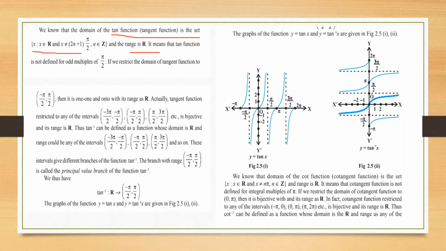So if we restrict the domain of tan to the open interval minus pi by 2 to pi by 2, as you know, we have plotted the graph of the tan function like this last year, right? Then it becomes one-one and onto with range R. Tan is also bijective in these intervals. But again, if we talk about the principal value branch, that is the open interval minus pi by 2 to pi by 2, right? So tan inverse can be defined as a function from R to the open interval minus pi by 2 to pi by 2.